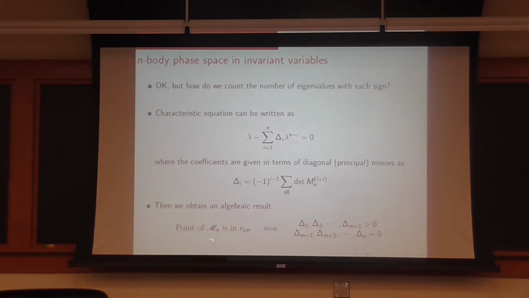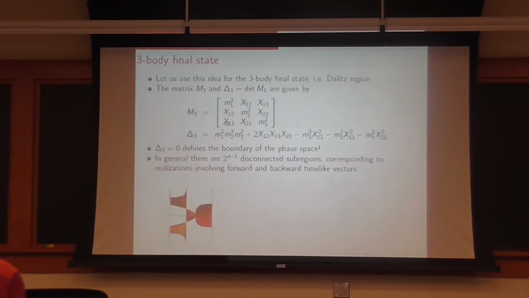And a point of M_n is in R_{1,m} if these conditions are satisfied. So for each physical point, we need to have these coefficients positive, and the larger ones should be exactly 0. That will set the correct number of positive and negative eigenvalues. Okay, so let's do this for the 3-body final state. That will clarify things a little bit better.